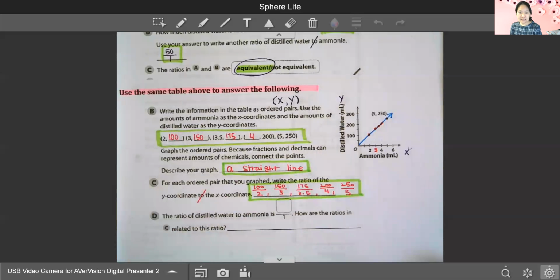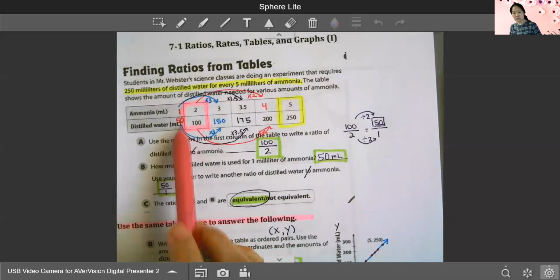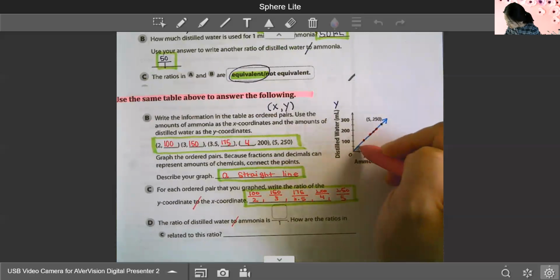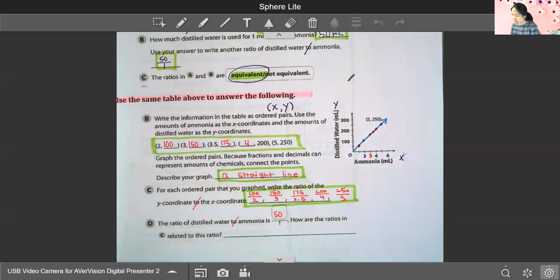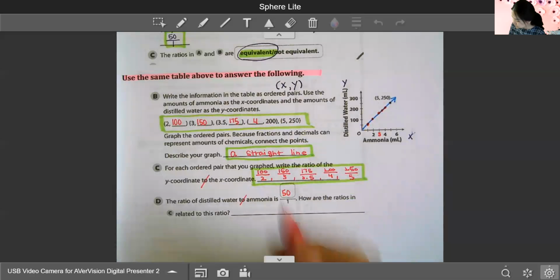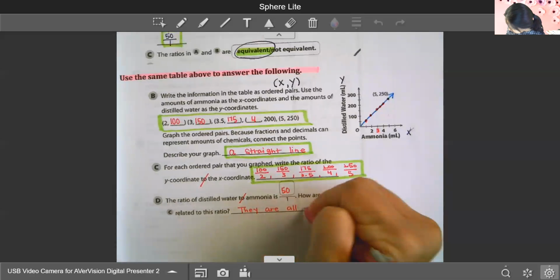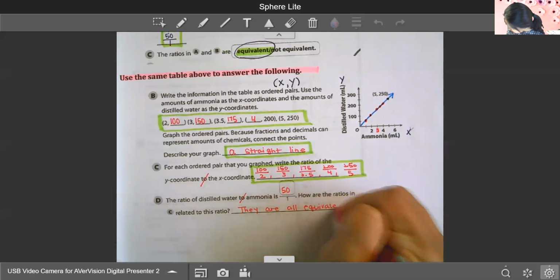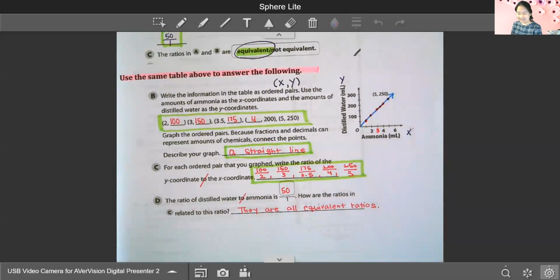Okay, finally D. The ratio of distilled water to ammonia is blank to 1. So if you look at where ammonia is 1, distilled water is 50, you can also check it right here. If you go to 1, it's 50. So 50 to 1. How are the ratios in C related to this ratio? All of those ratios are equivalent. So I'm going to write that. They are all equivalent ratios. And that's the first page.